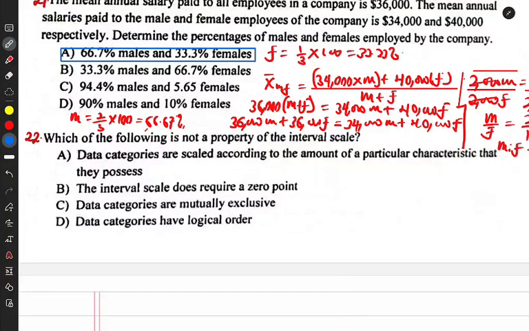Okay, so let's see the options. Data categories are scaled according to the amount of particular categories that they possess is true. The interval scale does not require 0 point. Yes, it does not, rather. It should be does not require. So if you say does require 0 point, that is not true. Then data categories are mutually exclusive. That is true. And then data categories have a logical order. So A, C, and D are correct, but it does not require a 0 point. So here, since it says it does require, that should be the answer to that. So let's take note of that. You shade nicely. You are good to go.